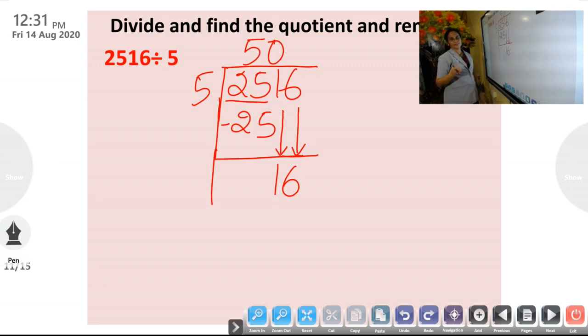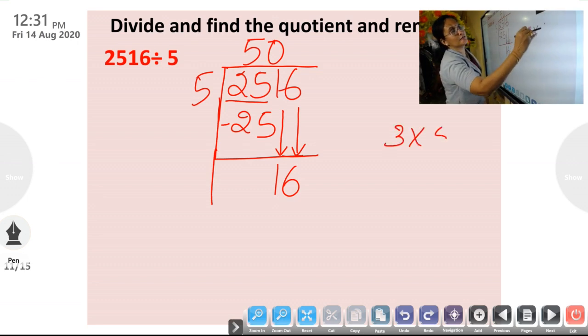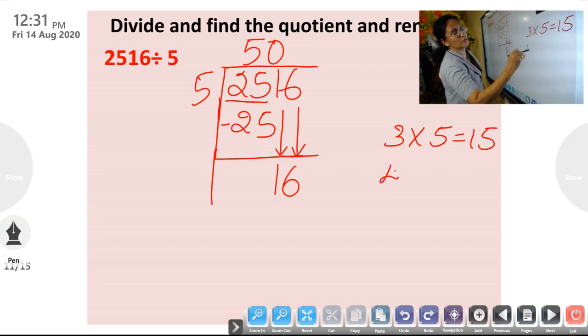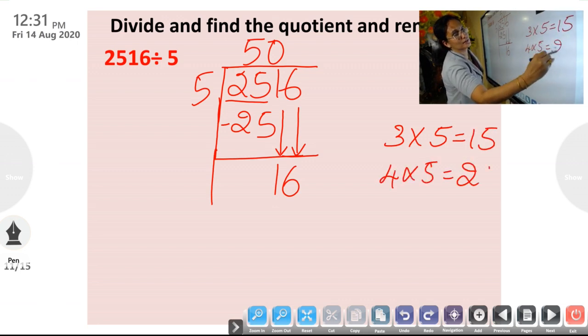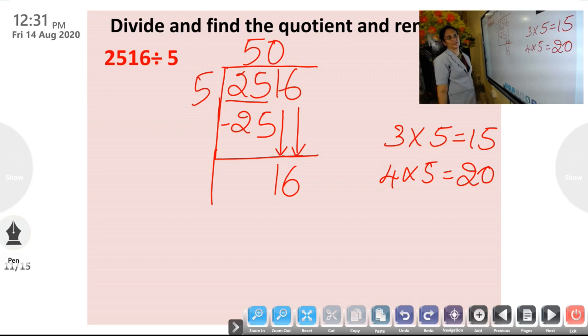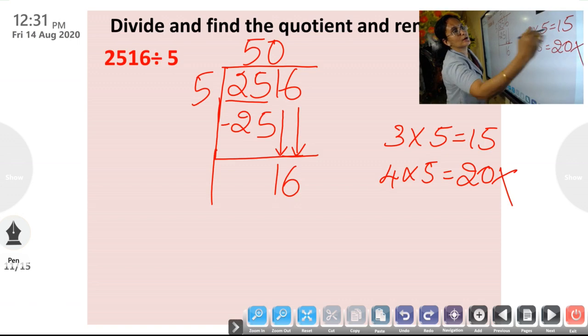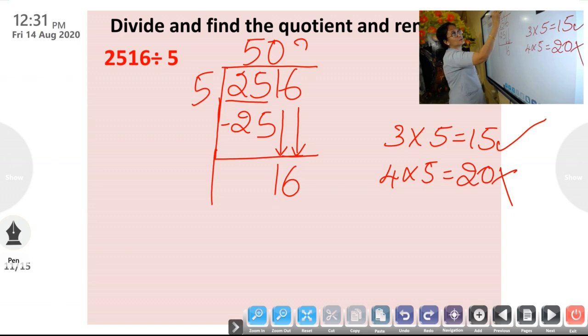Okay. Take the table of 5. 1 5 is 5, 2 5s are 10, 3 5s are 15, 4 5s are 20. So how many times can we take in 16? Can we take 4 times or 3 times? We can take only 3 5s are 15. If we take 4 times, we are getting 20. So this is not possible. This is correct. Okay. So how many 5s are there in 16? 3. 3 5s are 15.